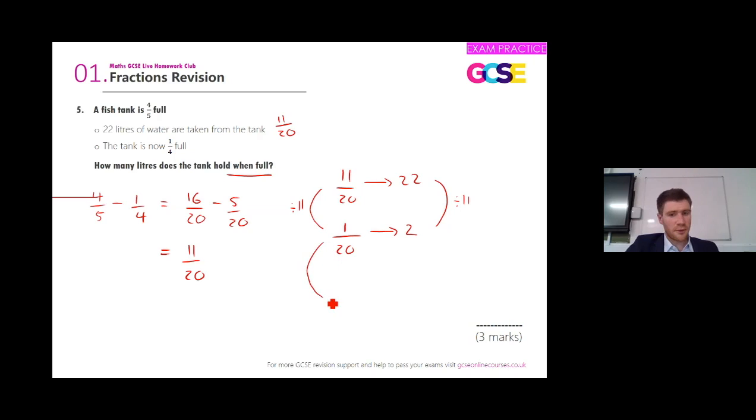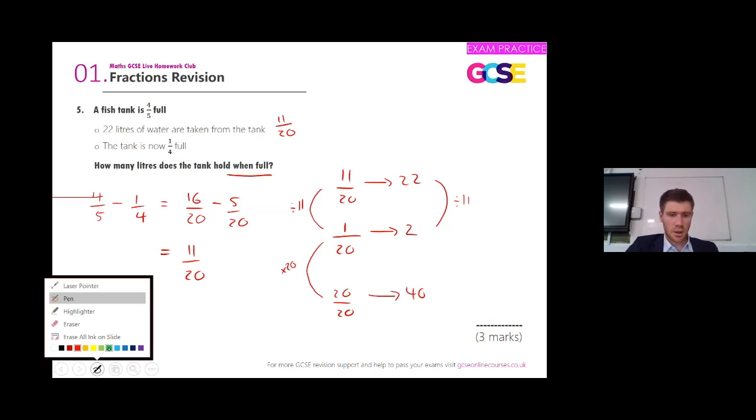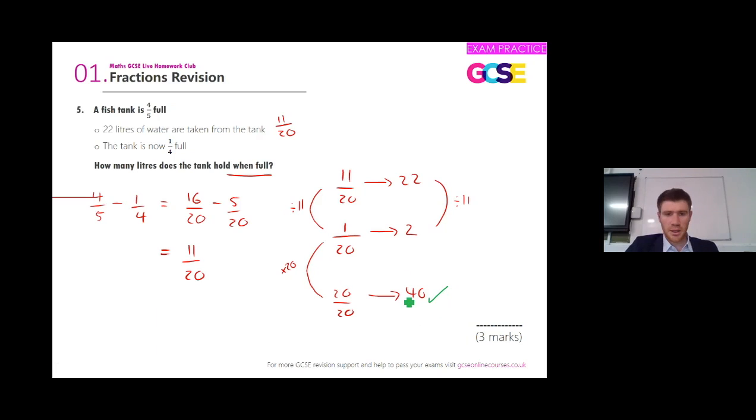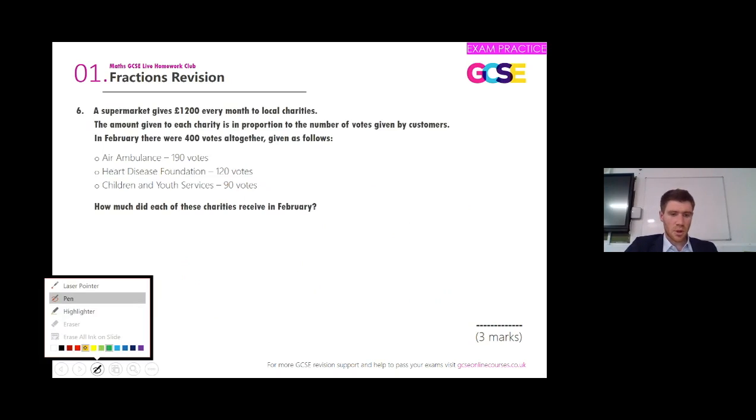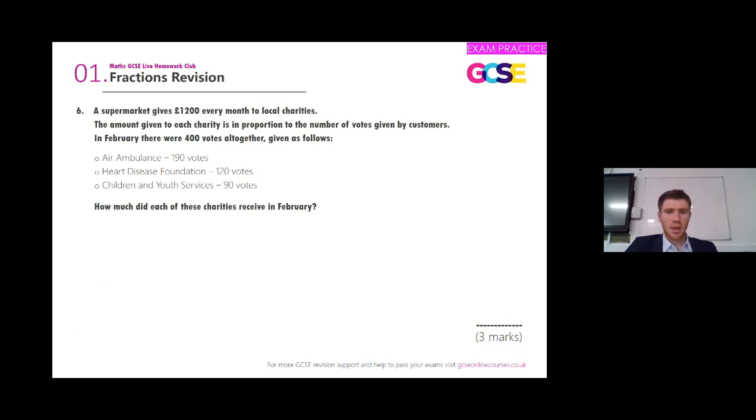That means I'm going for the full 20/20, which is going to be times by 20, 40 litres. 40 litres when full. Okay, so 1 mark for our answer, obviously, 1 mark for our subtraction, and 1 mark for finding that 1/20. Remember, that's really crucial to all of these questions, was finding that 1/20. Okay, this question, not too bad, I don't think.